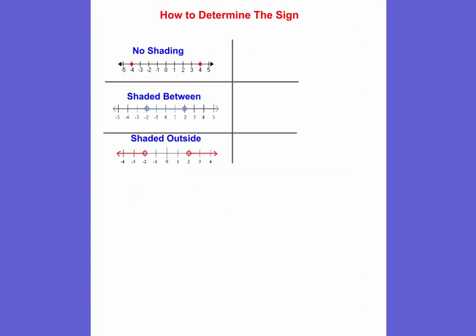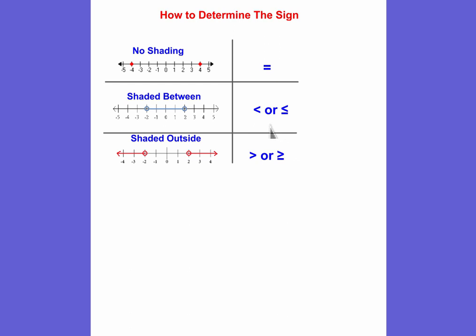Okay, so one thing we want to talk about is how to determine the sign based on the graph. So if you look at your graph, you're going to have 3 options. There's going to be no shading at all, so you're just looking at 2 points. There's going to be a graph where the shading is between the 2 points, or it might be a graph where the shading is outside of the 2 points and not between them. And looking at these will tell you, are you looking at an equal to, a less than, or a greater than?